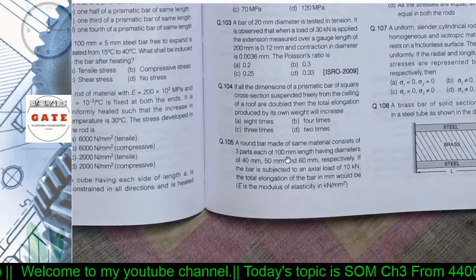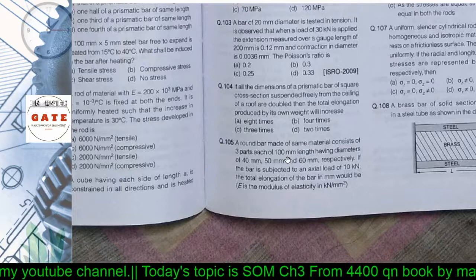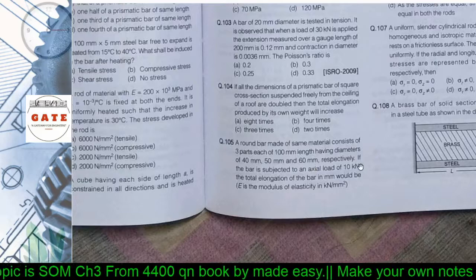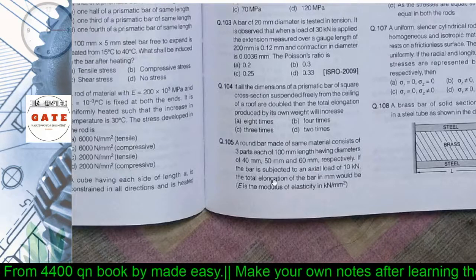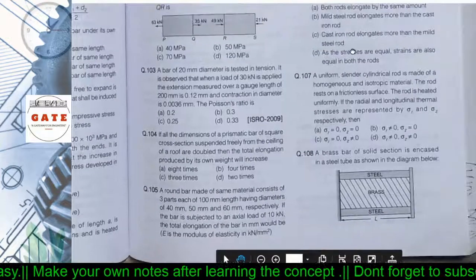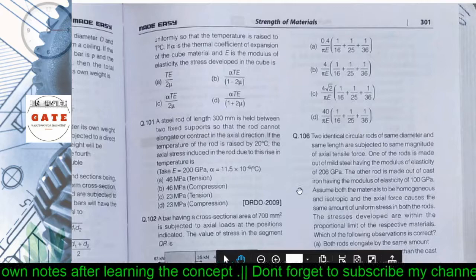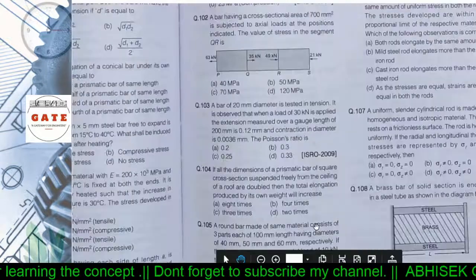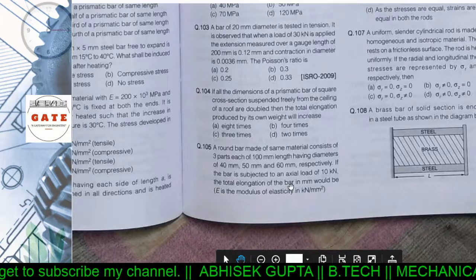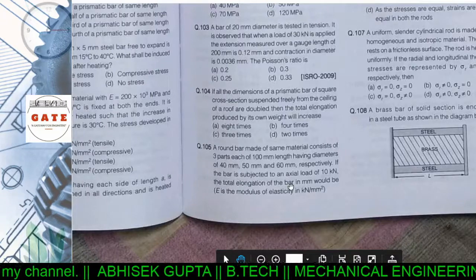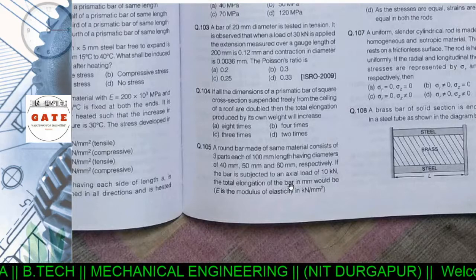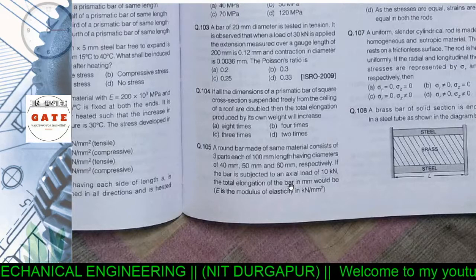105. A round bar made of same material consists of 3 parts, each of 100 mm length and diameter 40, 50, 60 mm respectively. If the bar is subjected to axial load of 10 kN, find the total elongation. Again, this is an important question. As you can see, the options are large, but no need to worry because this question is directly solved. These are prismatic bars of length 100 mm and diameters given, and the load is 10 kilonewton.